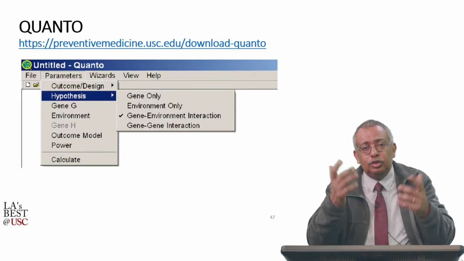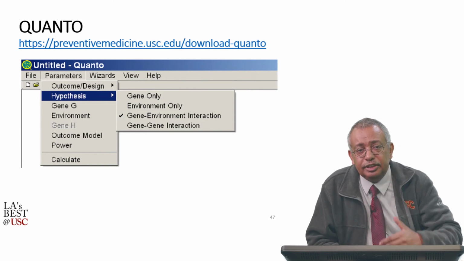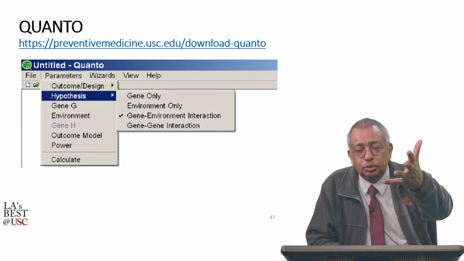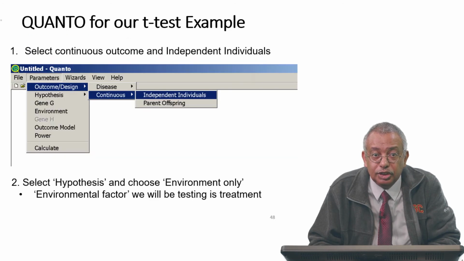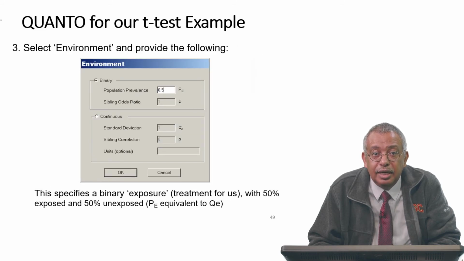I'm not going to go through the details, but essentially it's a window-based program. It allows you to make a choice about the hypothesis, what you're interested in; in this case, gene-environment interaction is of interest. You can decide on what kind of outcome or design you're going after, and you can choose what the prevalence is, if it's a binary outcome, or what the standard deviation is, if it's a continuous outcome.